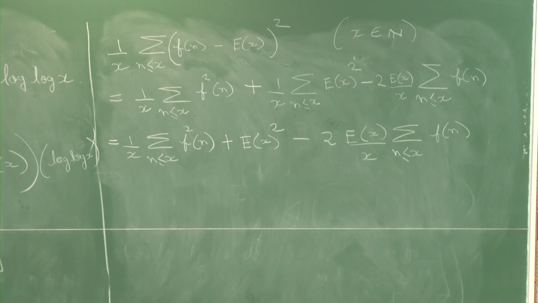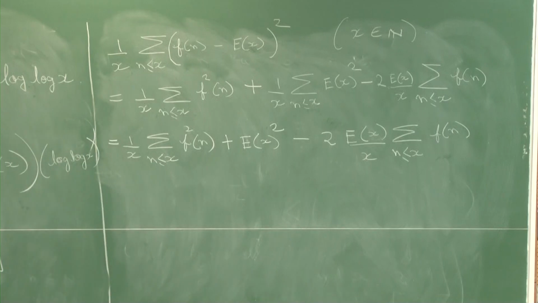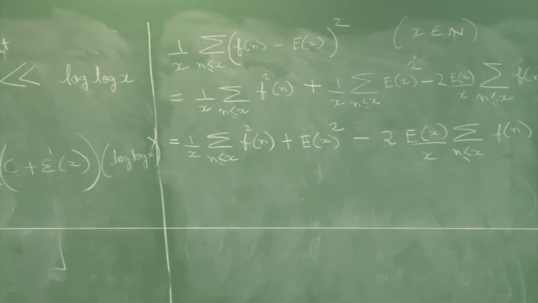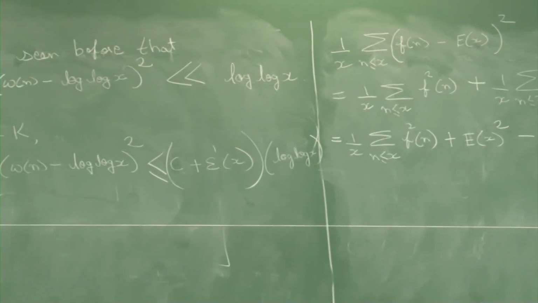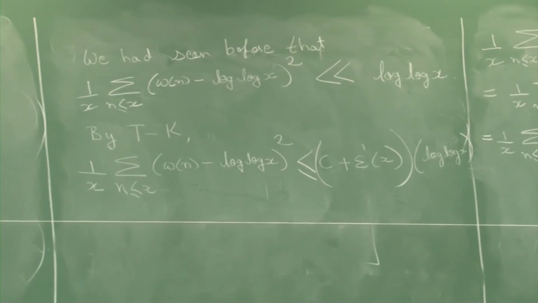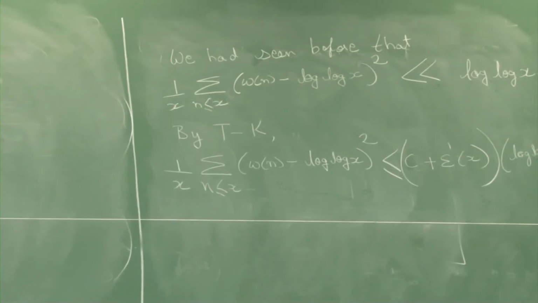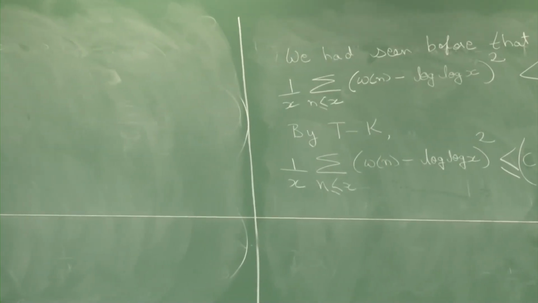Let us look at this sum first. We have already done the work when f is the omega function. In general, what happens when you have an additive function? So note, the summation over n going up to x of f of n, what is this equal to?